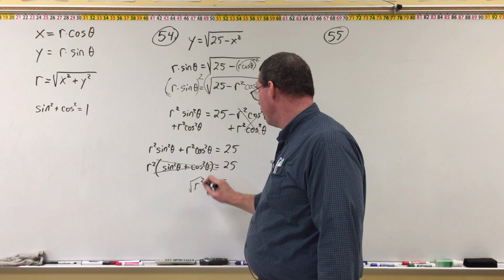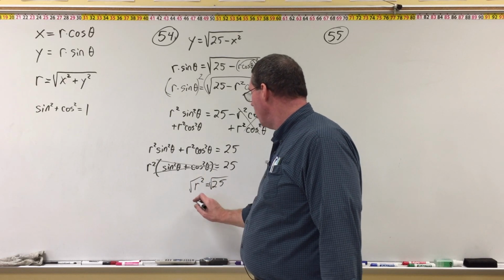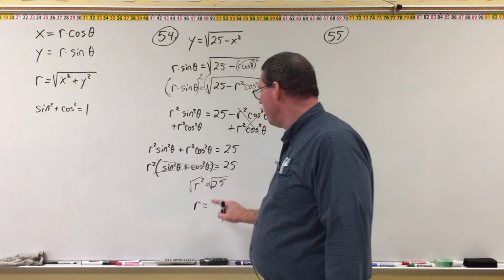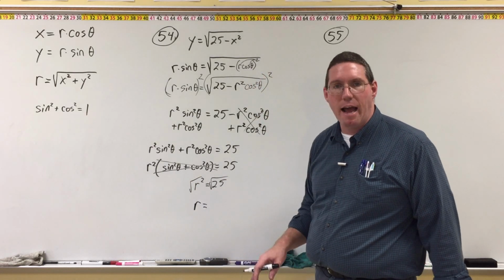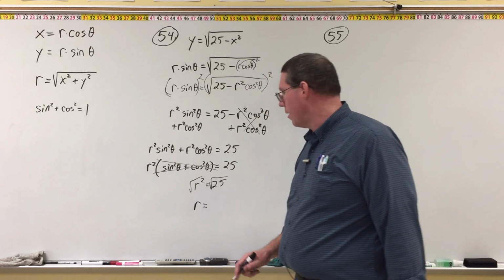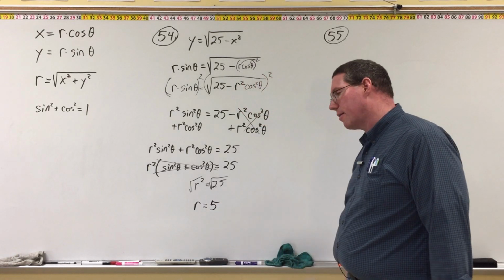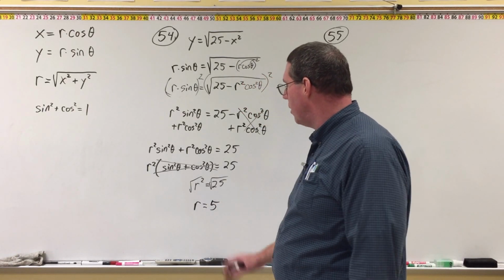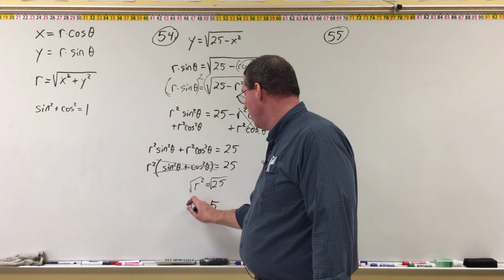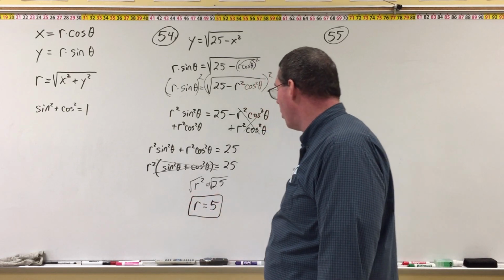To solve for r, I'm going to do the square root of both sides. Now, you would think that the answer would be plus or minus 5. But really, the answer is going to be 5 because a radius has to be positive. Technically, it doesn't have to be positive analytically, but it has to be positive. And so in this case, the answer is r equals 5.